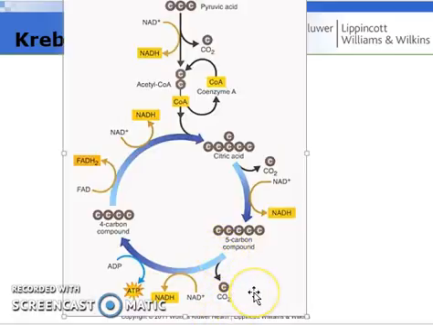Releasing carbon dioxide into the system, and then a hydrogen is taken up by NAD+, being removed from this 5-carbon compound. And so now adenosine phosphate comes in, and it's going to pick up a phosphate group from the compound that's generated, and that's going to release a product, ATP.